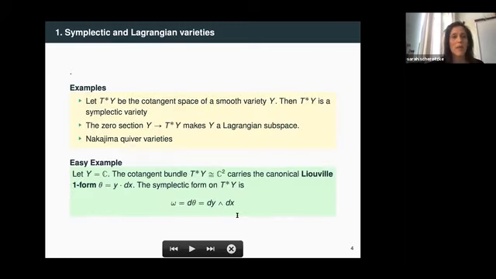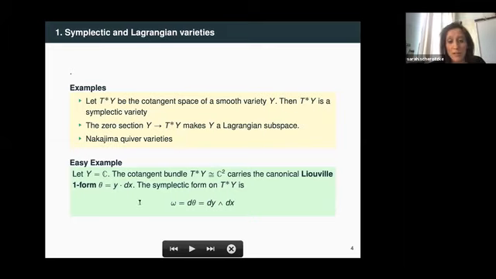Okay, let's maybe view some examples. Every cotangent space of a smooth variety is naturally endowed with a symplectic form, so it's a symplectic variety. And if I take the 0 section, Y into T star of Y, then this makes Y a Lagrangian subspace. Another example that Tristan is also going to talk more about are Nakajima quiver varieties. These are quotients of cotangent spaces of representations of quivers, and they inherit a symplectic form from the cotangent space structure.